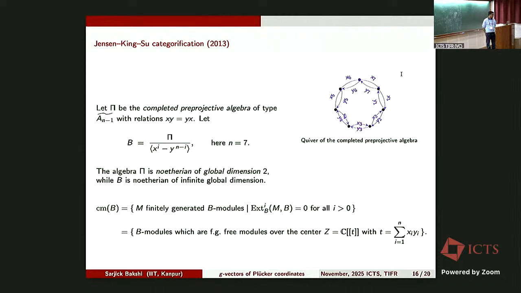However, B is only Noetherian. It's an infinite dimensional algebra, in fact, of infinite global dimension. Now define the Cohen-Macaulay category of B as the set of finitely generated B-modules for which Ext^i is 0 for i greater than 0. Jensen-King-Su have shown that these are the same as the B-modules which are finitely generated free over the center, which is much more tractable, which is the power series ring in one variable.